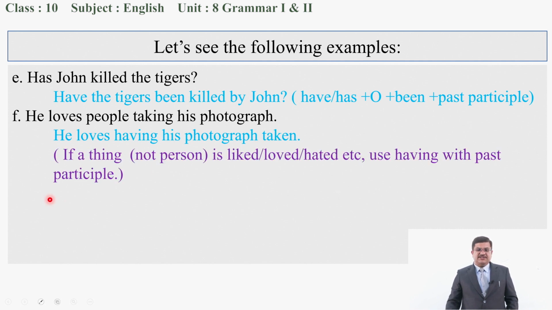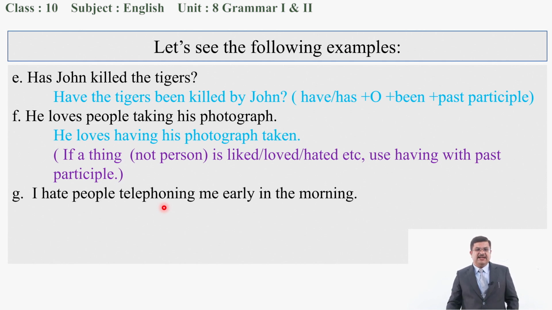And then the structure is, if a thing, not a person, is liked, loved, hated, etc., we use having with past participle. Having with past participle, when there is a thing. A photograph is an object. It is not an animate thing. It is an object. That's why we use having. We will be talking about the use of having and being later on as well.